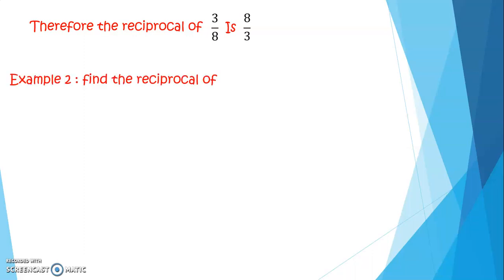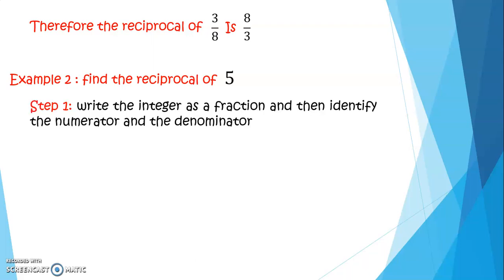Let's go with another example. We want to find the reciprocal of 5, but 5 is an integer. For this one, in step 1, we're going to do something else. Remember that any number, like an integer, can be written as a fraction if we place a 1 under it. So we take our number 5 and place a 1 under it. That turns 5 into a fraction, and then we can find the reciprocal.